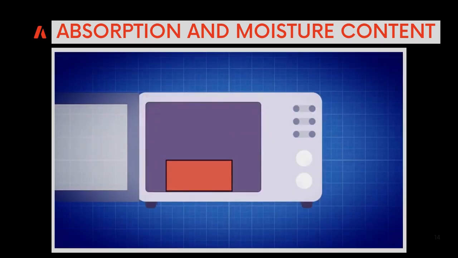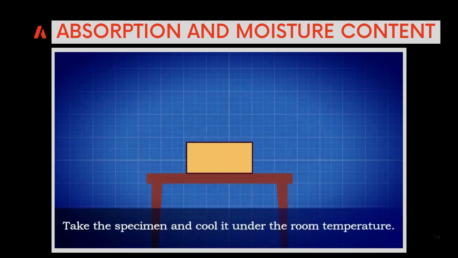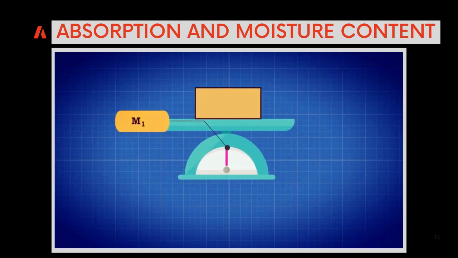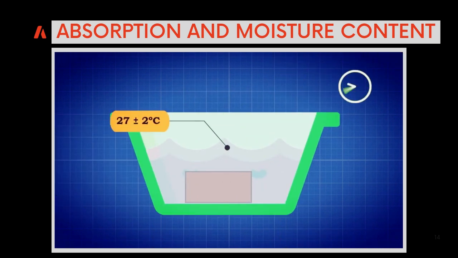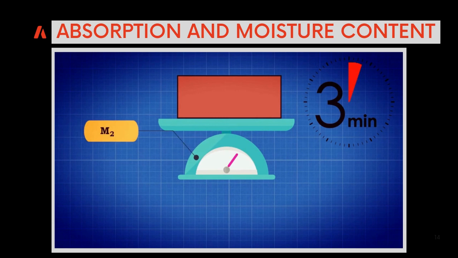The specimen is kept in a ventilated oven at a temperature of 105 to 115 degrees Celsius till it attains substantially constant mass. Take the specimen and cool it under the room temperature. Obtain its weight, that is M1. Now, immerse the completely dried specimen in clean water at a temperature of 27 plus or minus 2 degrees Celsius for 24 hours. Remove the specimen and wipe out any trace of moisture. Obtain the weight, that is M2, of the specimen after 3 minutes from the removal from water.